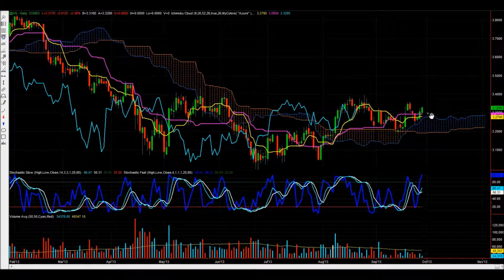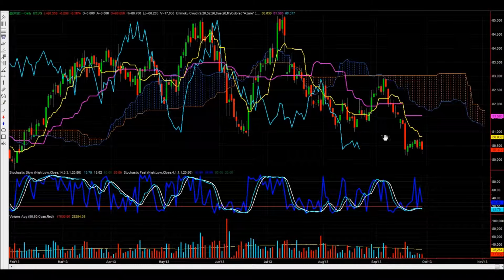Copper's holding above the cloud. It's more bullish than bearish. And let's look at some currencies. Let's look at the dollar index.